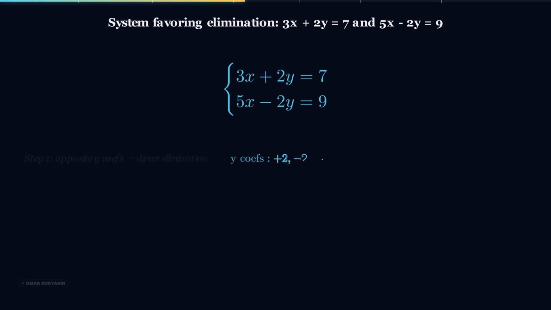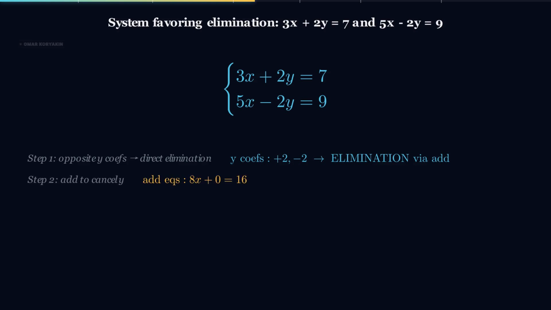Step 1. Apply the decision rule. Both equations have integer coefficients greater than 1, and the y coefficients are exactly opposite at plus 2 and minus 2. Elimination by direct addition will cancel the y variable in one step. Elimination is the recommended method.